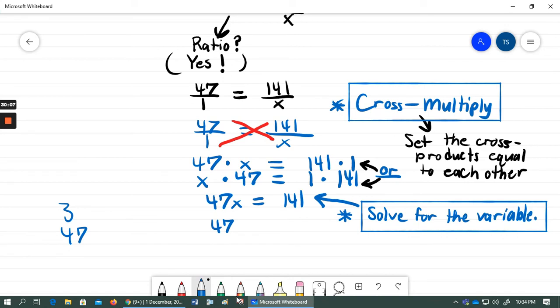I don't have a calculator on me, but 3 times 40 gives you 120, and 3 times 7 gives you 21, and when you add those two together, you get yourself 141.